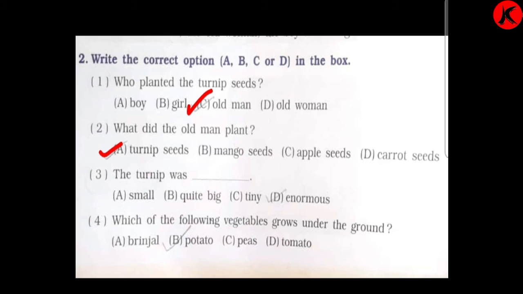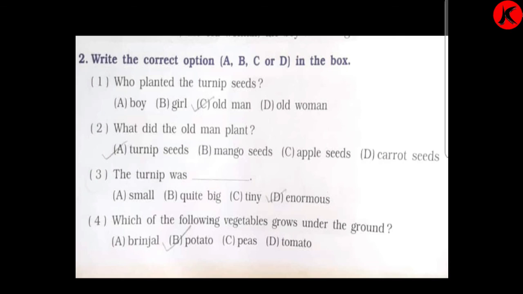Turnip seeds. 3. The turnip was A. small, B. quite big, C. tiny, D. enormous. So what is the correct answer? The turnip was enormous. So the D is the correct answer. 4 number. Which of the following vegetables grows under the ground? A. Brinjal, B. Potato, C. Peas, D. Tomato. What is the correct answer? B. Potato.